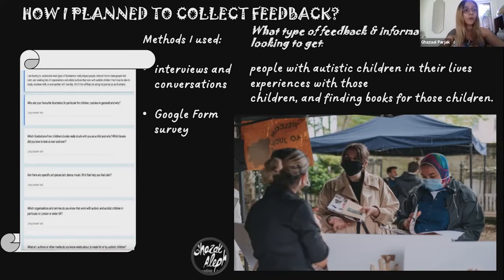Also, I tried to find out more about organizations and artists who work with special needs kids in London, just in case it would help with my research and experience. But when someone told me that they did have an autistic kid in their life, or that they had worked with autistic children before, I would then begin to interview them about their experience with those children and finding books for those children.